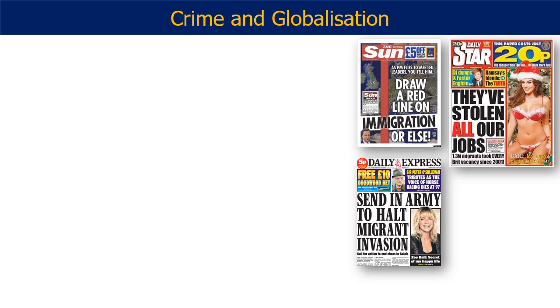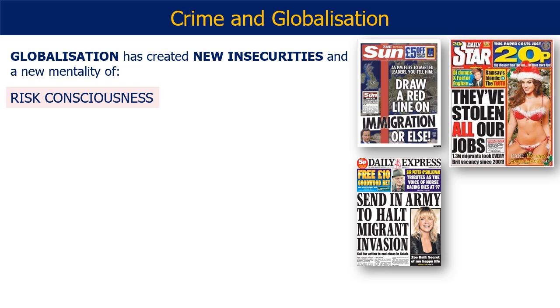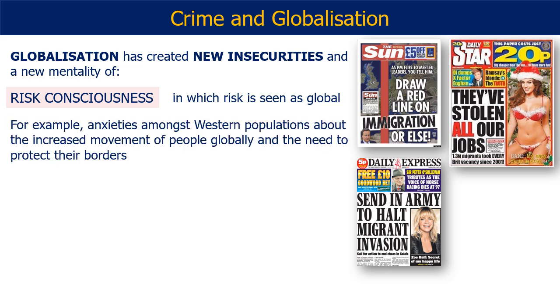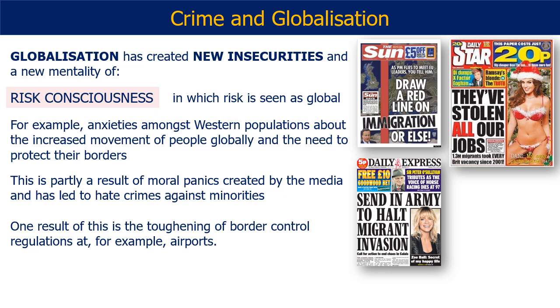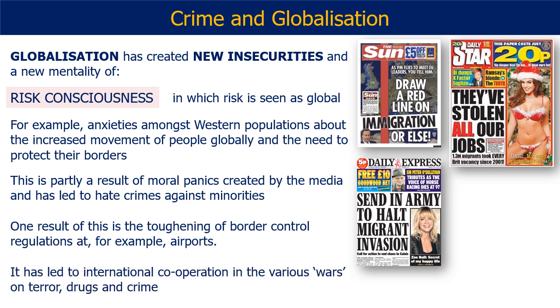Globalisation itself has created new insecurities and a new mentality of what we would call risk consequences. And in this situation, risk is seen as global. So, for example, anxieties amongst Western populations about the increased movement of people globally and the need to protect their borders. This is partly a result of moral panics created by the media and has led in Western societies sometimes to hate crimes against minorities. One result of this is to toughen up border control regulations, for example, at airports. And it has also led to international cooperation, where there are various wars on drugs, on terror, on crime, illegal migration, and so on.